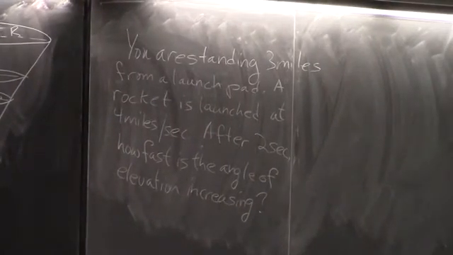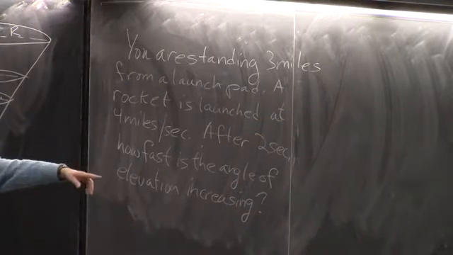You want to stand pretty far when these rockets get launched. A rocket is launched and it takes off. It's going straight up at 4 miles per second. It's pretty fast, right? Yeah, well, once they get going, we're moving pretty fast. After 2 seconds, how fast is the angle of elevation increasing?